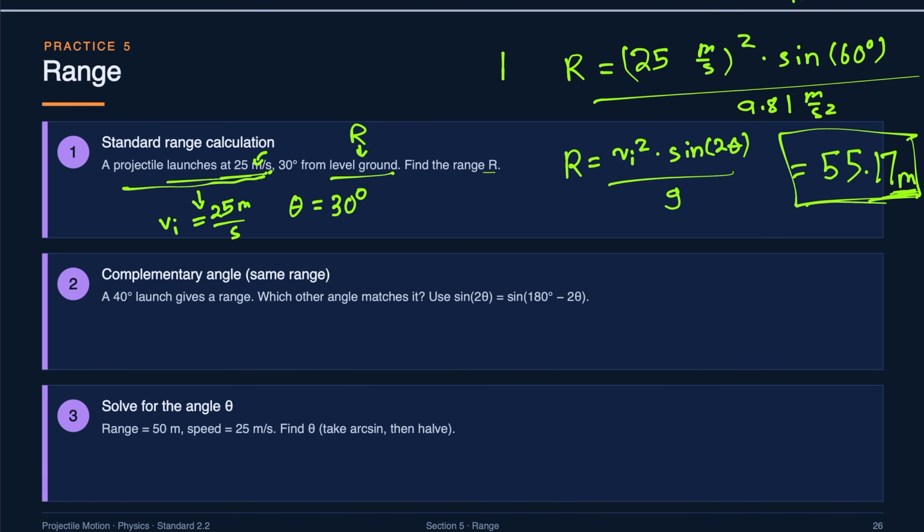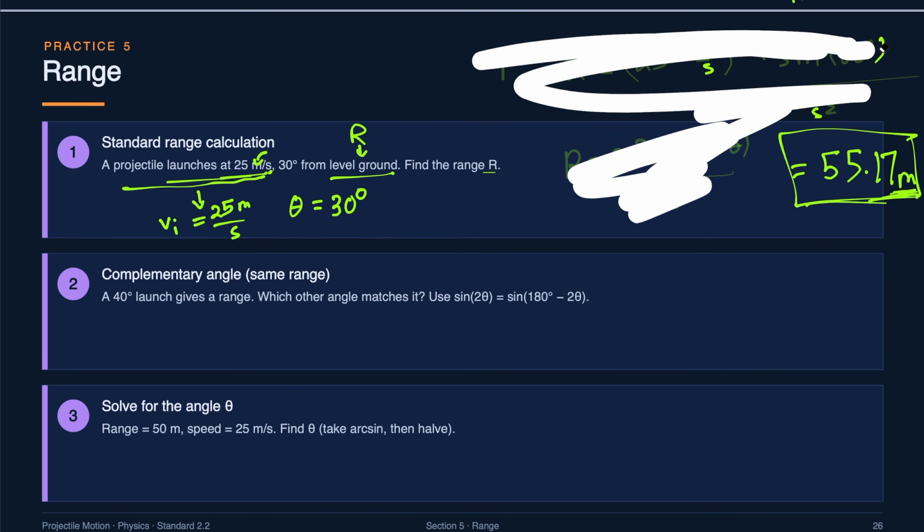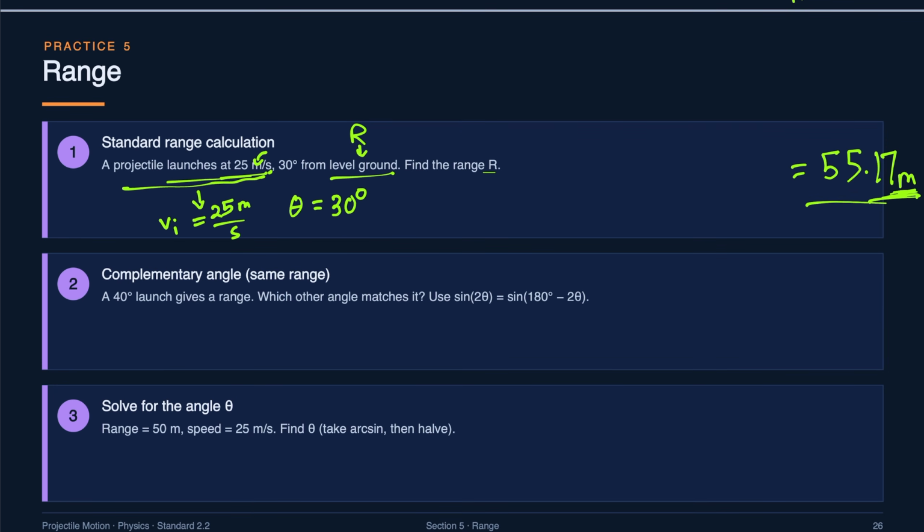Now, something I also wanted to mention, it's kind of irrelevant to this, but I didn't really find a good space to mention it earlier. If you launch a projectile at 30 degrees, you'll have a range. If you launch at 60 degrees, you'll have another range. But what angle can you launch at to have your maximum range?